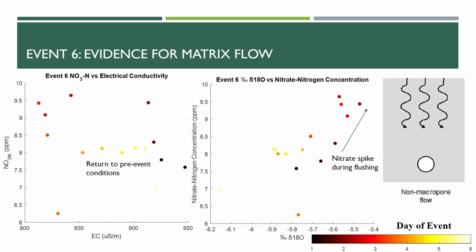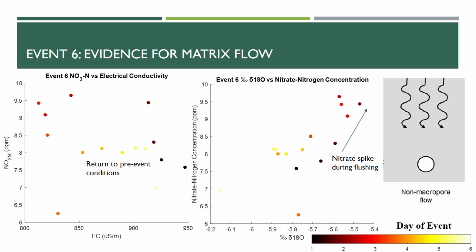So Event 6 is evidence for matrix flow, which is the micropore water again. And the graphs are a lot less dramatic here than you can see in Event 4. There's a return to pre-event conditions that you can see later in the graph. The lighter colors are later in the event. But in general, the nitrate concentration doesn't have the same significant spike, the same pulse that we saw in Event 4.